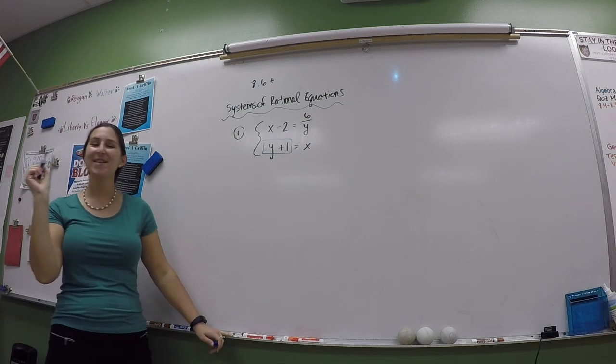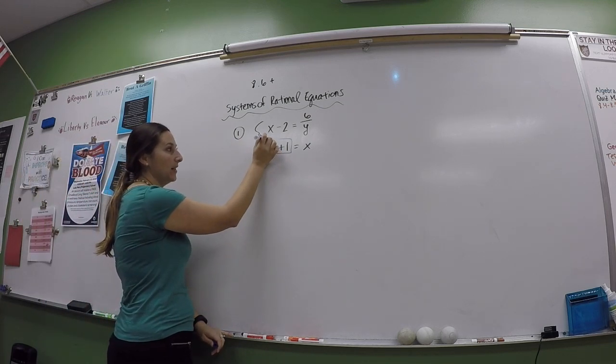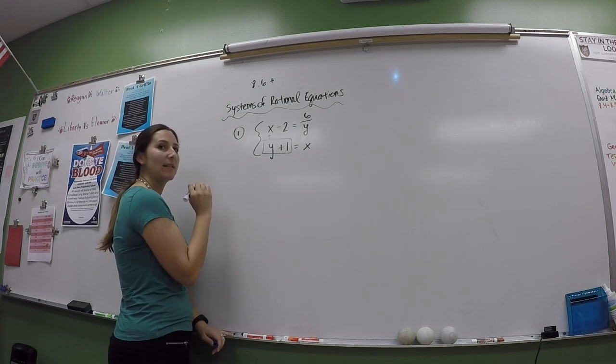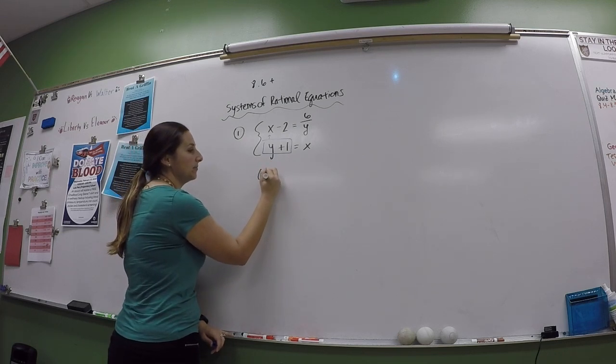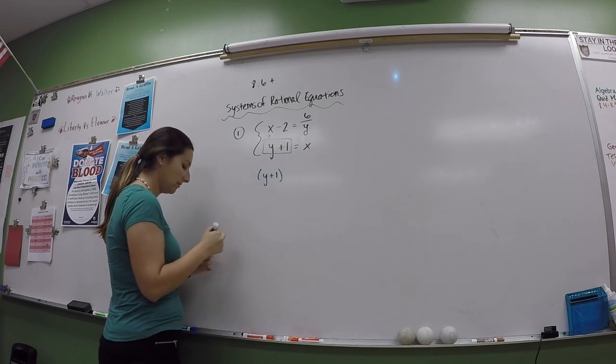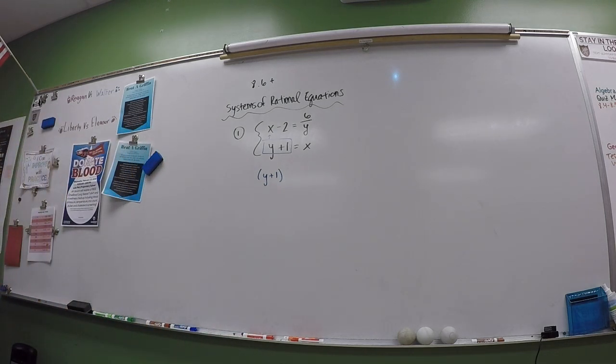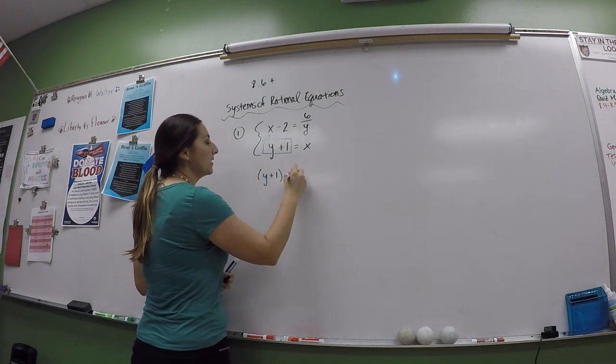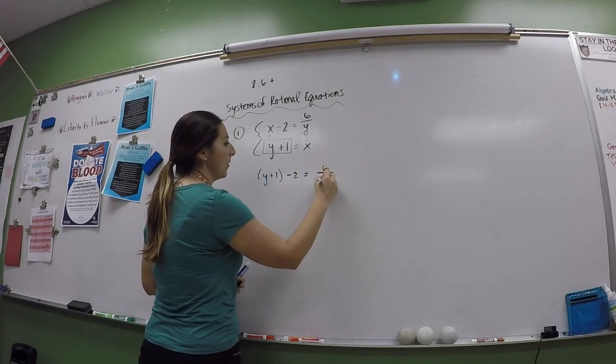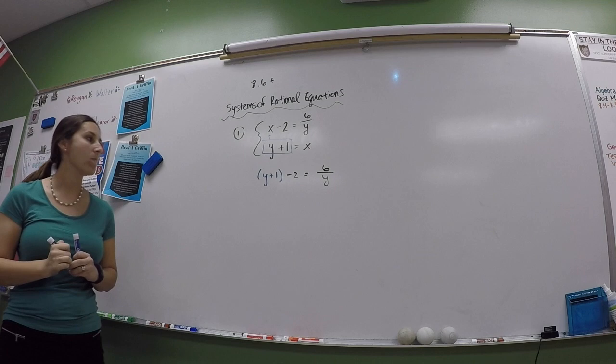So what we're going to do is plug y plus 1 in for this x. That's the easiest method. So we'll get y plus 1 minus 2, minus 2 equals 6 over y. Do you distribute the minus 2?